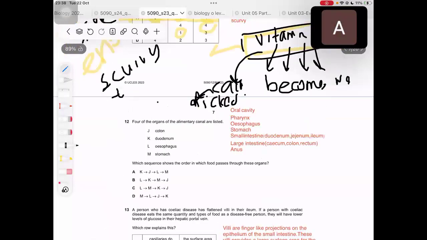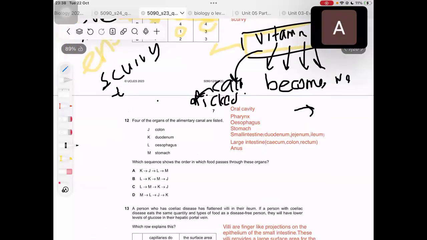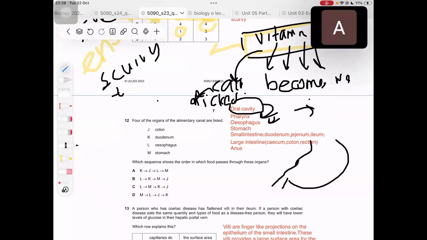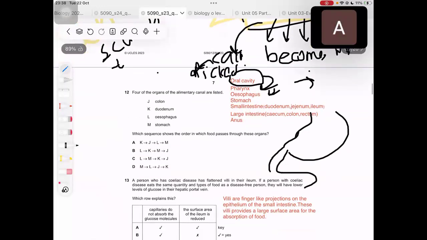We know when we eat, our food passes through our mouth, which we refer to as the oral cavity. Then it moves into the pharynx, then into the esophagus, then into our stomach. And from our stomach into our small intestine. Our small intestine has three parts. The first part is the duodenum.